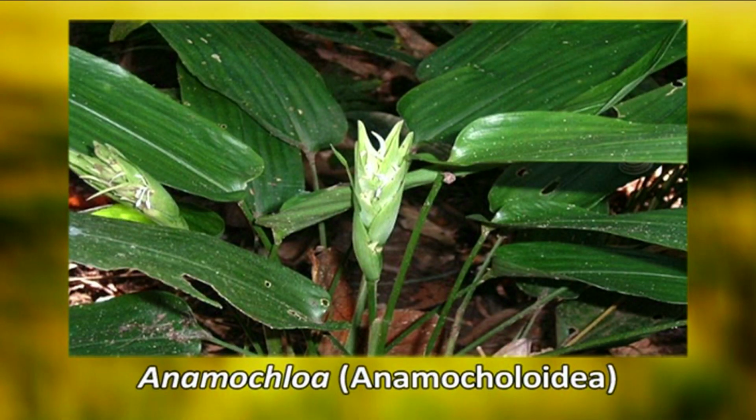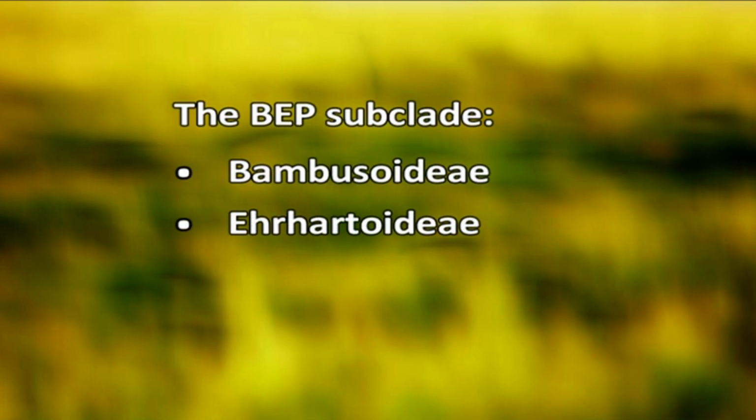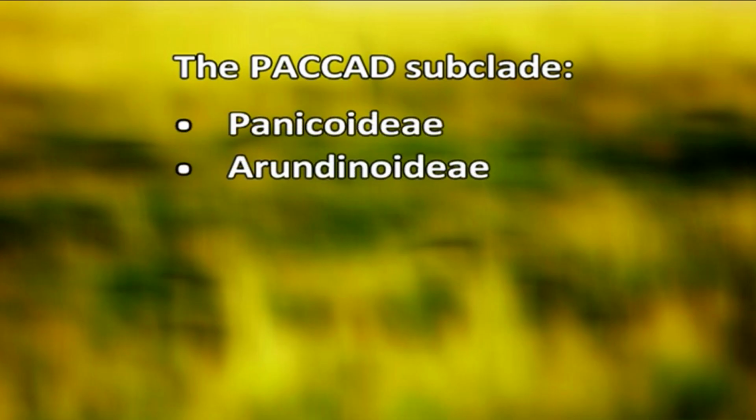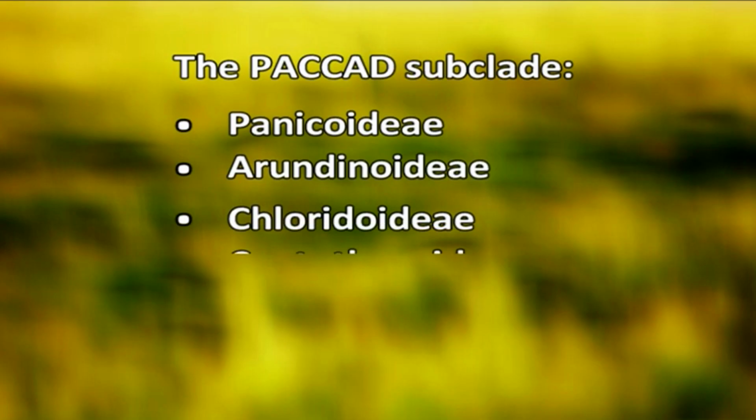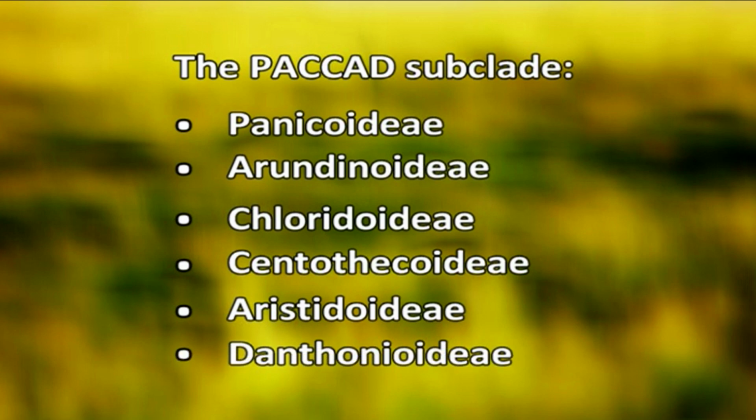At present, 12 subfamilies are recognized in the family Poaceae, which include the three earliest diverging lineages, namely Anomochlooideae, Pharoideae, and Puelioideae. Then followed by one more subclade, the so-called BEP subclade. Here, the B stands for Bambusoideae, E stands for Ehrhartoideae, and P stands for Pooideae. Then it is followed by a subclade called PACMAD. P stands here for Panicoideae, A for Arundinoideae, C for Chloridoideae, again C for Centothecoideae, A for Aristidoideae, and D lastly for Danthonioideae. These are the 12 subfamilies presently recognized under the family Poaceae.